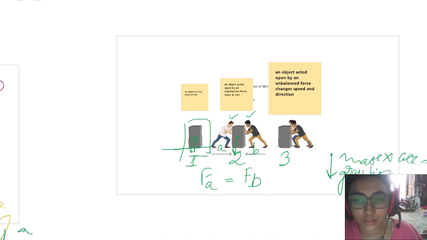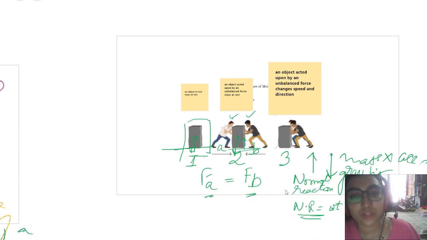So this is basically m into g, which is the weight of the object. This force is basically equal to the force exerted by the ground on the object, which is called normal reaction or normal force. So since normal reaction is equal to the weight of the object, and at the same time Fa equals Fb, the net motion of the body is 0.